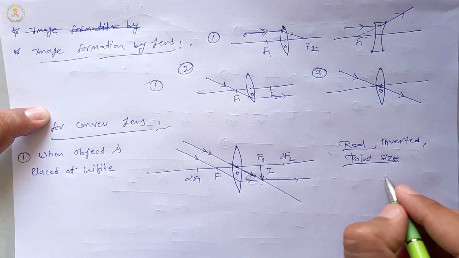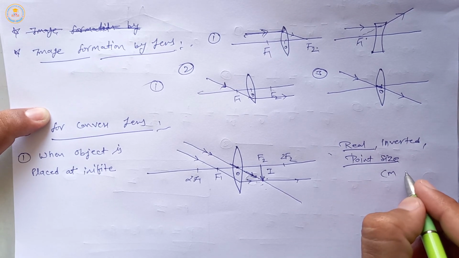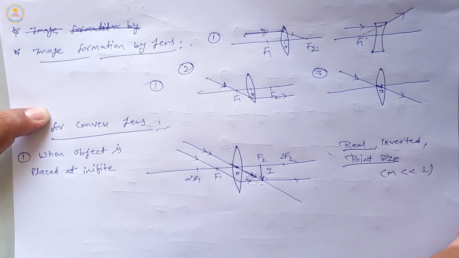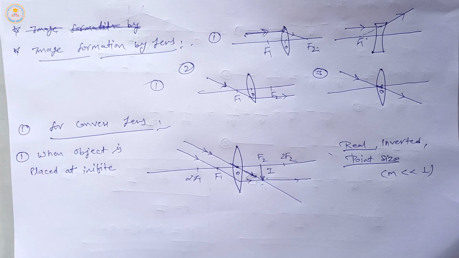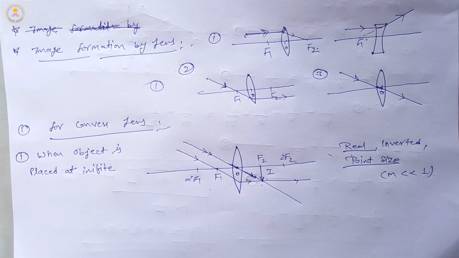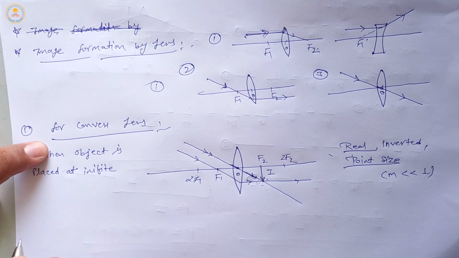Then in this situation, magnification m is less than 1, because we know that if the image is smaller than the size of the object, then m is less than 1. Here the size of the image is very much less than the object, so in this situation m is less than 1. Okay, clear it.